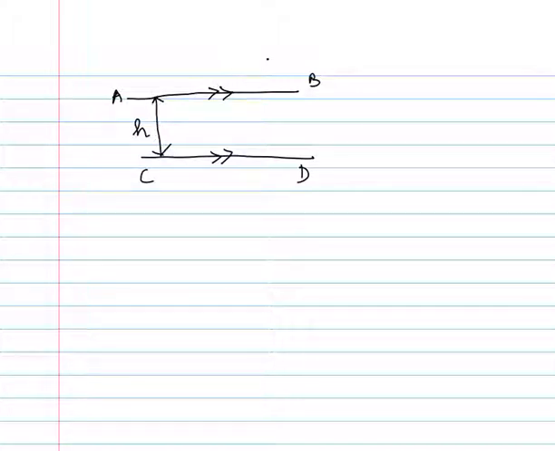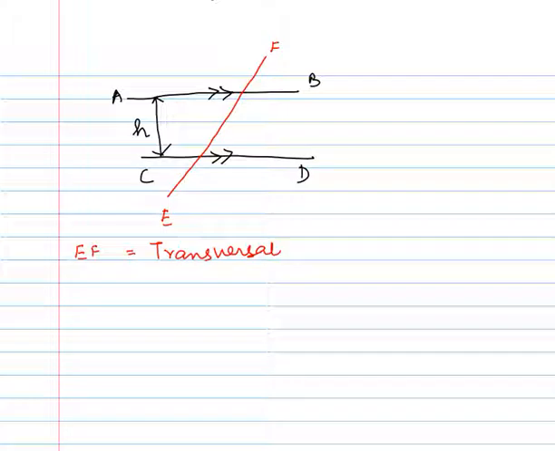Now let us say I draw a line which intersects these two parallel lines. Let us say this is E and F, EF. EF is called a transversal line.